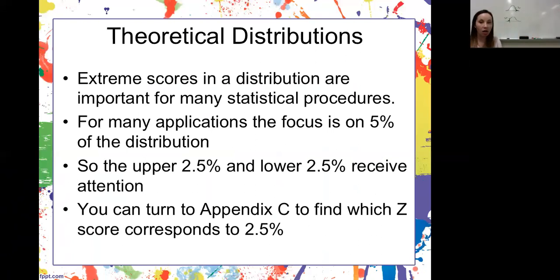So we really care about our extreme scores. In some instances we might care about when our scores fall in the extremes on the right end of the distribution. We might also care when our extremes fall on the left side of the distribution. But oftentimes we also care about when they fall on both sides. When we care about both sides of the distribution like that, it's called two-tailed, which we'll talk more about in chapter 9. But when we do care about both sides, we have to cut this 5% in half. And when we do that, we get 2.5% on each side.